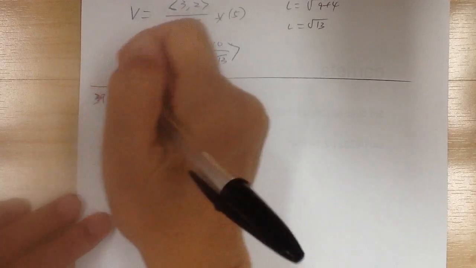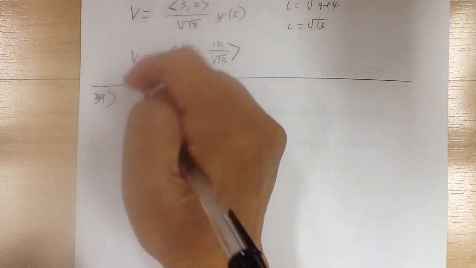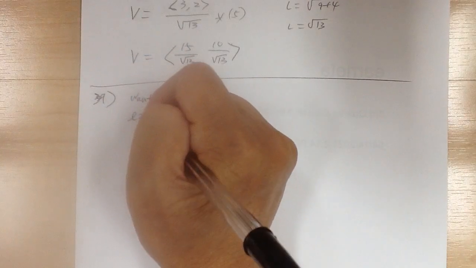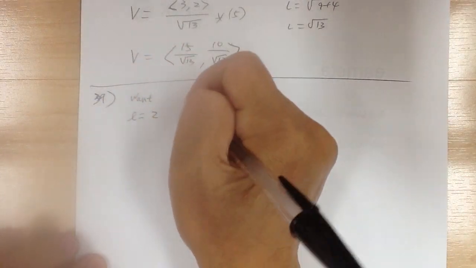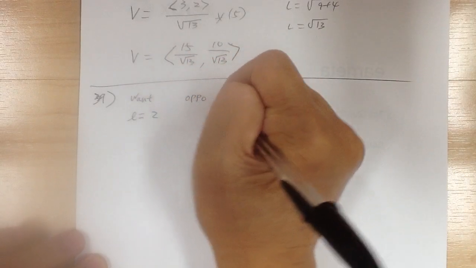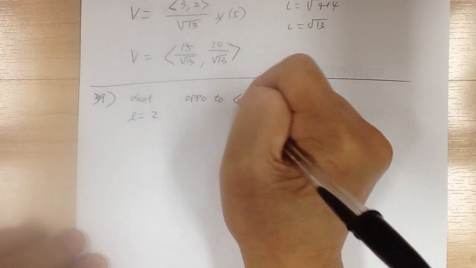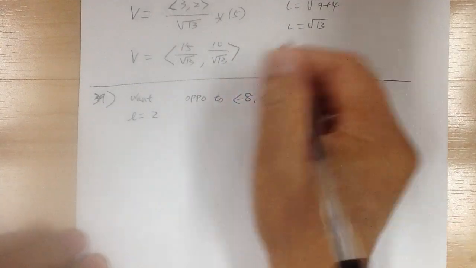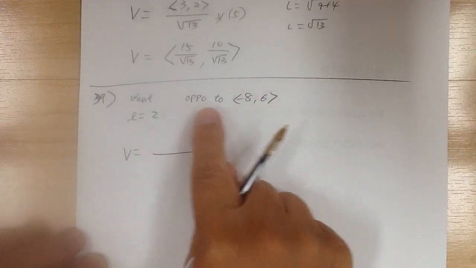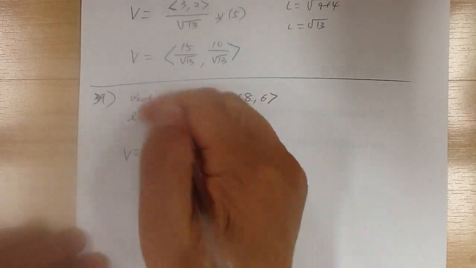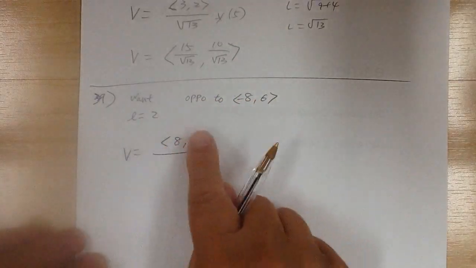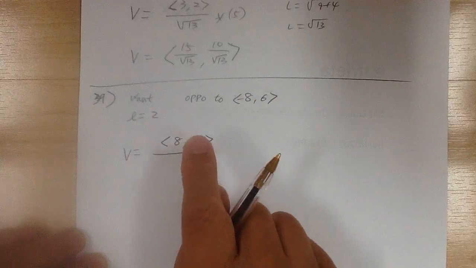Okay, number 39. So same thing. You want to have a length equal to 2, and it's opposite to negative 8, 6. So the vector you're looking for is, since you want opposite to that, you have to times that by negative 1, so you will get 8, comma, negative 6. Okay, so this would be opposite to that. So now you got the direction.